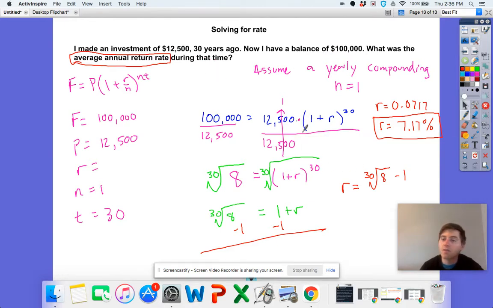And they're pretty much all going to be solved that way. So just follow those steps. It takes a little bit of keeping track of where the numbers are and what's going on, and making sure it's going into your calculator correctly.